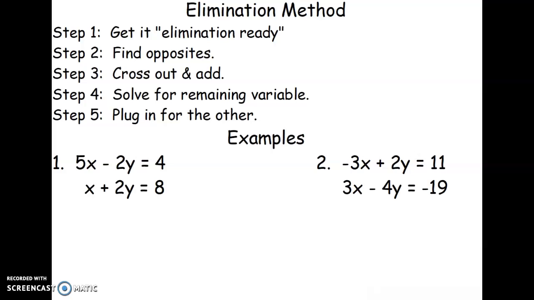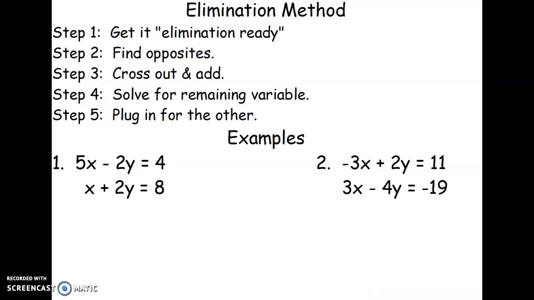I'm going to be explaining the elimination method with linear equations. If you look at the screen, it has the steps to follow. There are 5 easy steps, and we're going to follow the steps and solve our examples. Okay, so let's get started. Example number 1, and let's do step 1. It says to get the equations elimination ready.